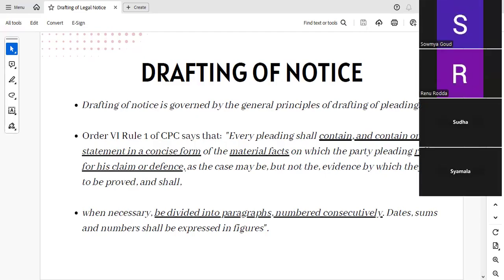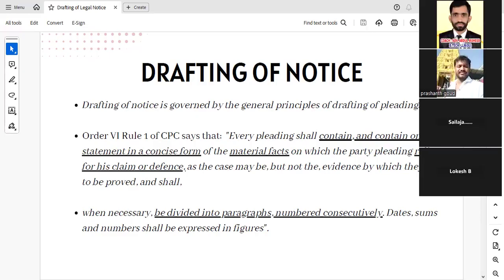pleadings. గారు కొంచెం మ్యూట్కి వెళ్తారా? Okay. Sir, if possible, mute, sir. From your end. Yes, I have noted.